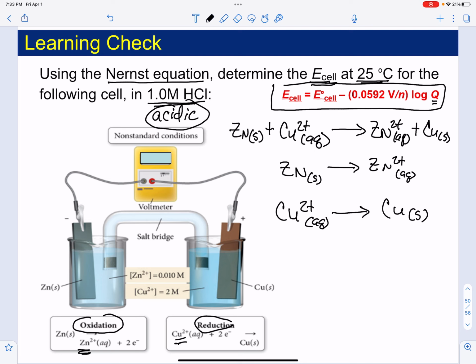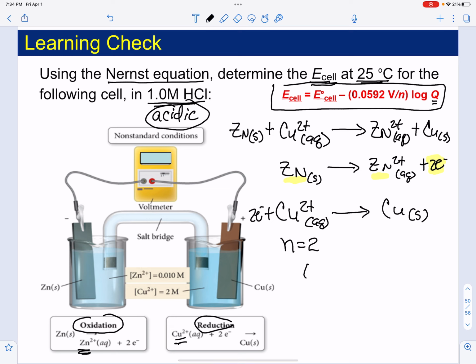So the only thing I have to make sure of is that the left side charge is the same as the right side. The left side charge is 0. The right side is 2 plus. So I'm going to have to add 2 electrons, and that will make it 0 on both sides. The same thing happens with the copper. So that means these reactions involve the exchange of 2 electrons. So n equals 2.